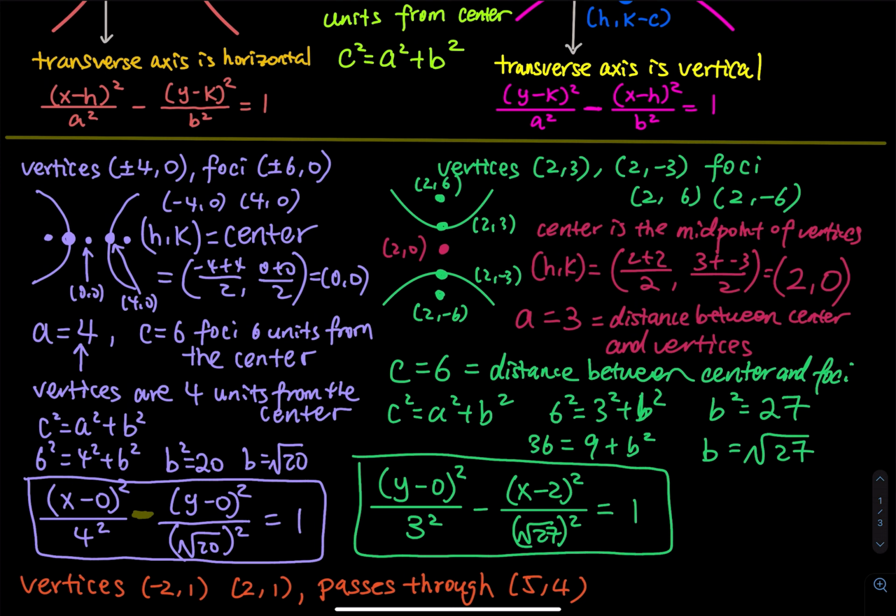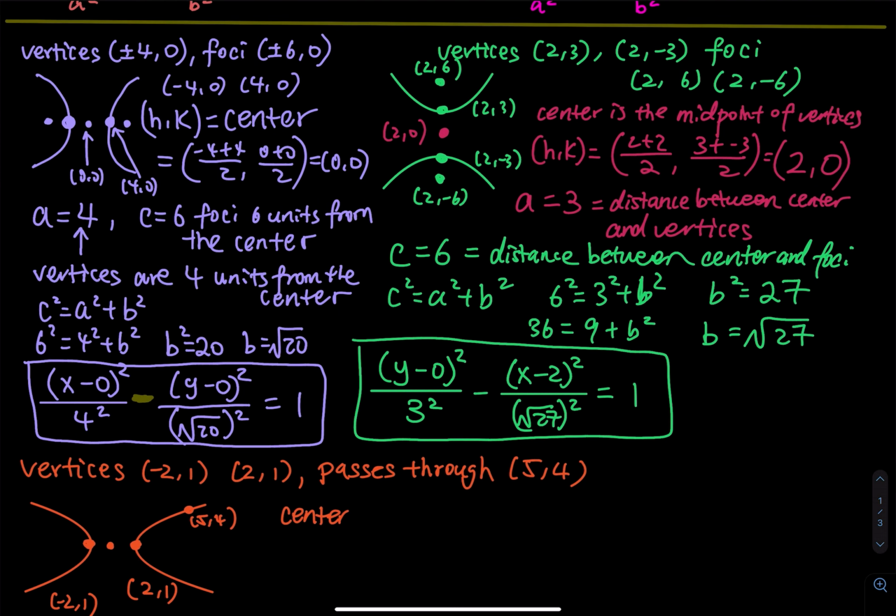Okay, let's move on to the last problem. The last problem is a little bit more difficult. I gave you the two vertices. As always, you just plot them on an xy plane, and then this time you have -2 and 2. Y is always equal to 1.